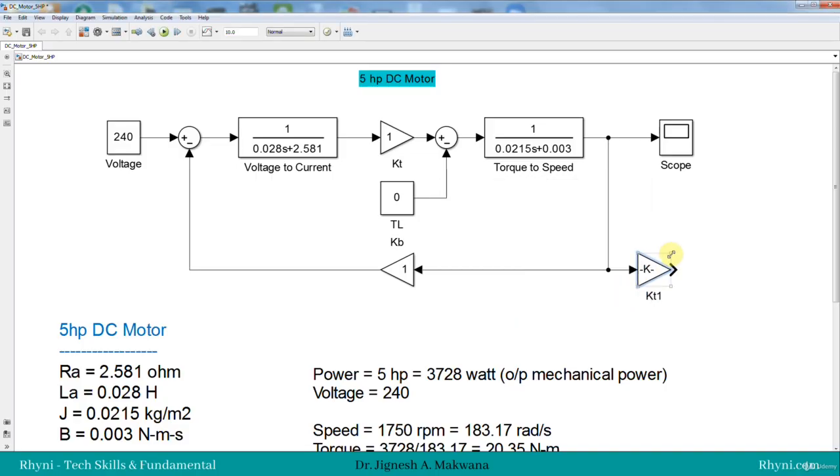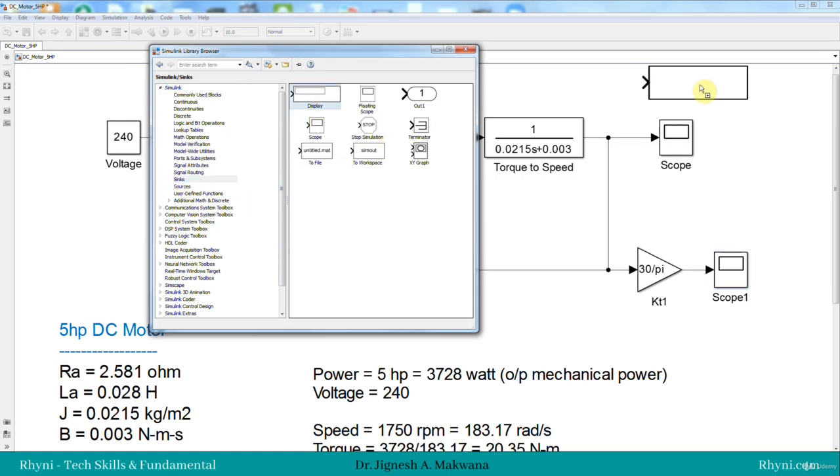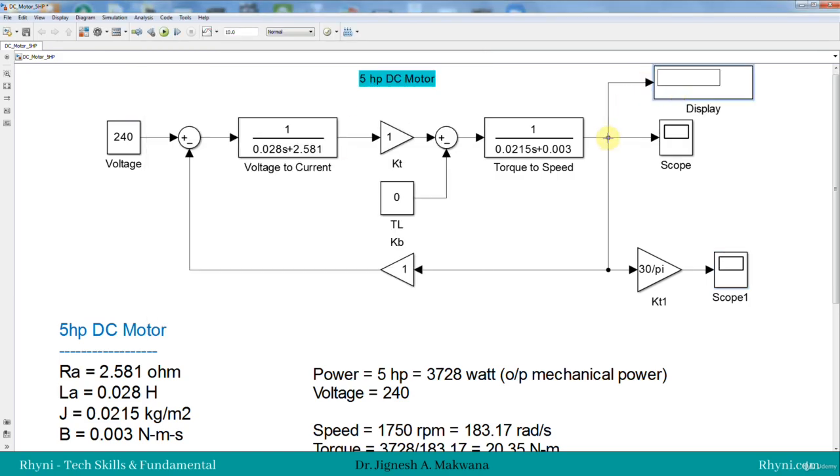You can see I am enlarging so it is visible. So it is 30 by pi. One more scope I have used. I will also use the display to have the steady state speed. This speed will be in radian per second, this speed will be in RPM. So we will see both the response and the steady state speed. Let's simulate it.